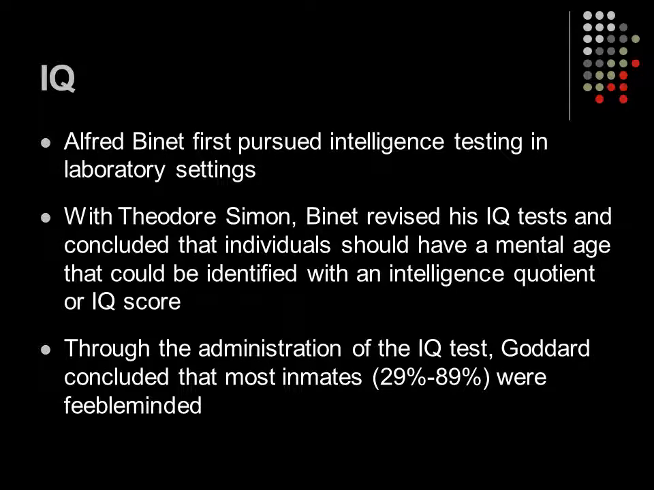Alfred Binet was the first to really pursue intelligence testing under scientifically rigorous conditions. He developed, with Theodore Simon, this idea of IQ, and that we could measure someone's intelligence with an IQ score. What was found is that when they administered these tests to inmates, most people in prison fell in the range they called feeble-minded. So one explanation of crime that was offered was that people are criminals just because they're not very intelligent. This might be too simplistic, but it was one idea that was advanced at one time.